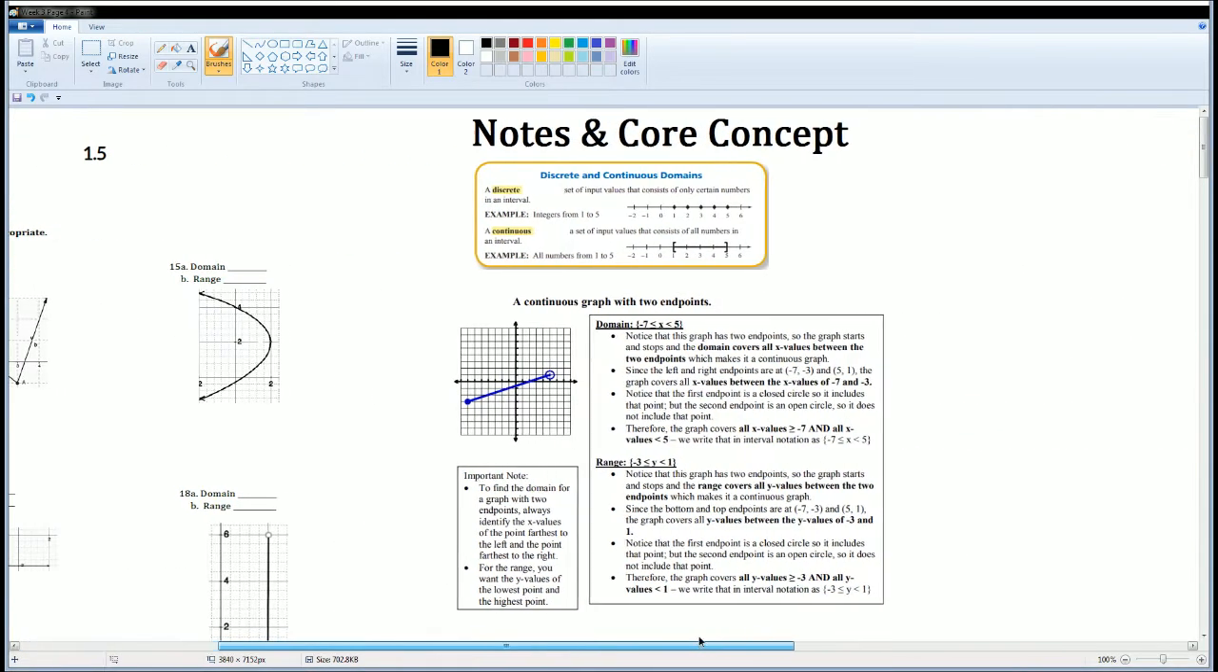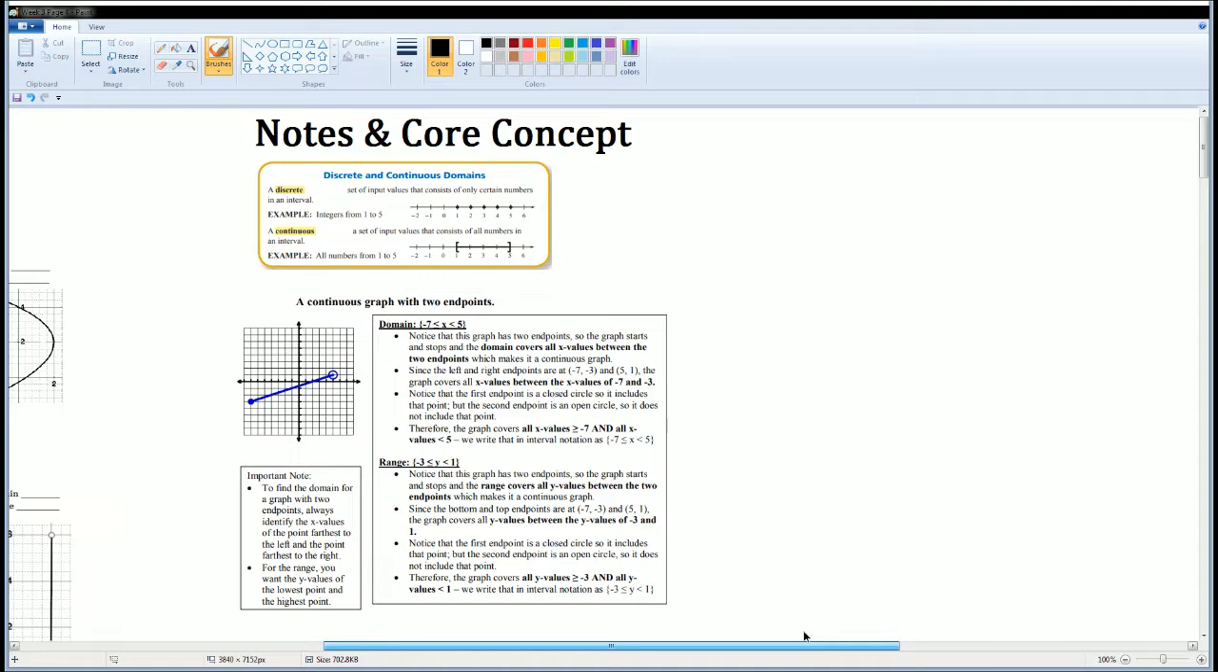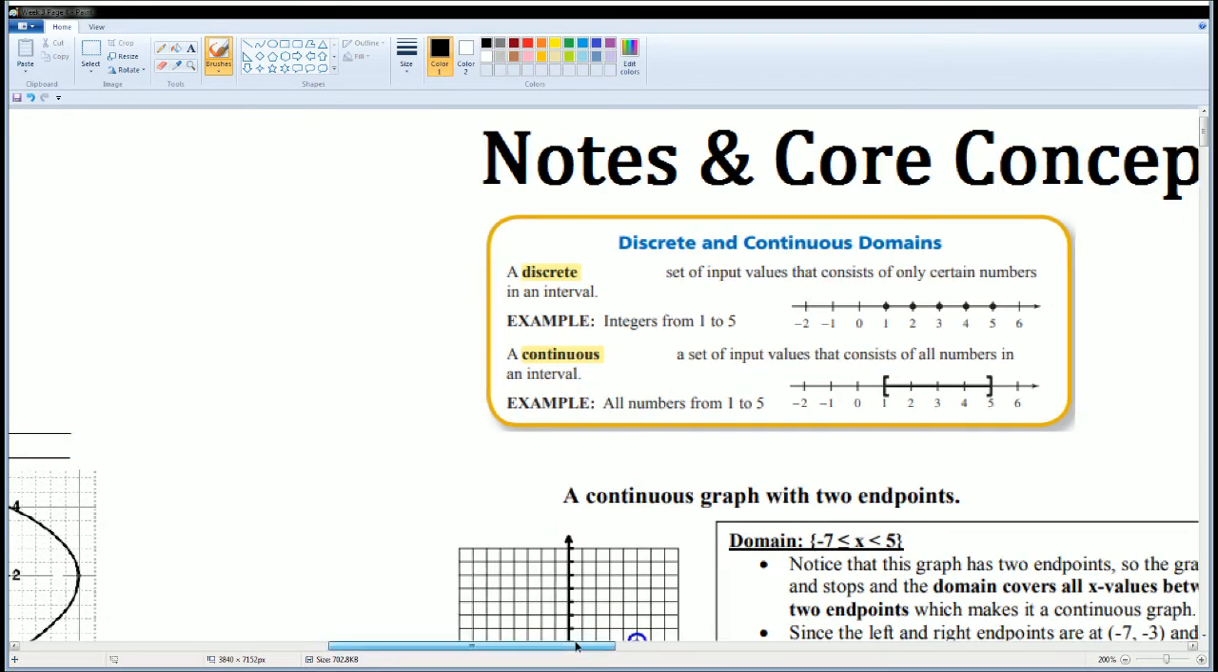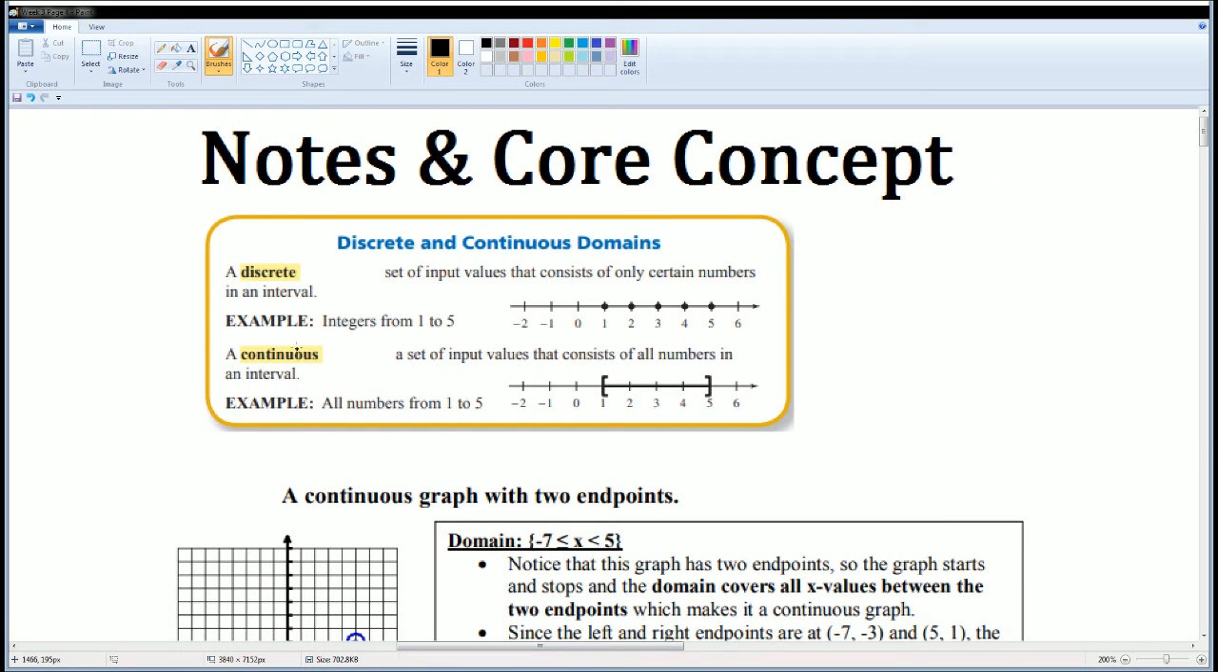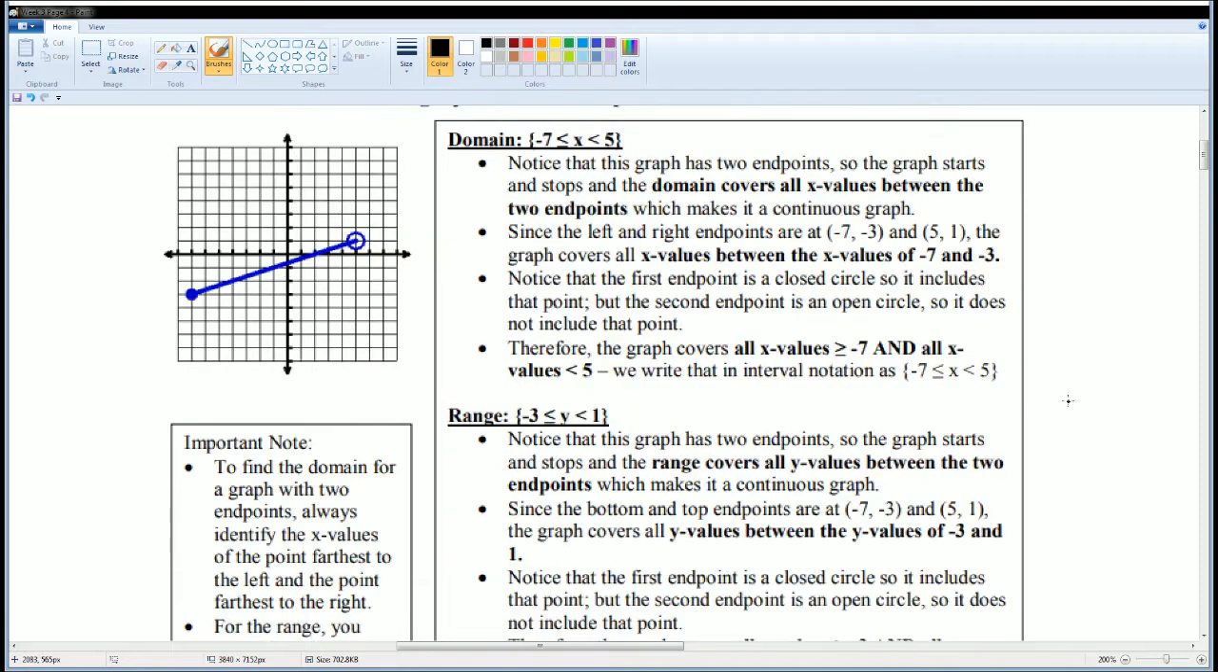Some notes that I want to give you before we work is what a discrete and continuous is. A discrete will be finite dots, and continuous goes on forever, so it's going to be on an interval. Here are some notes in a lot of detail on what the domain is here and what the range is here.